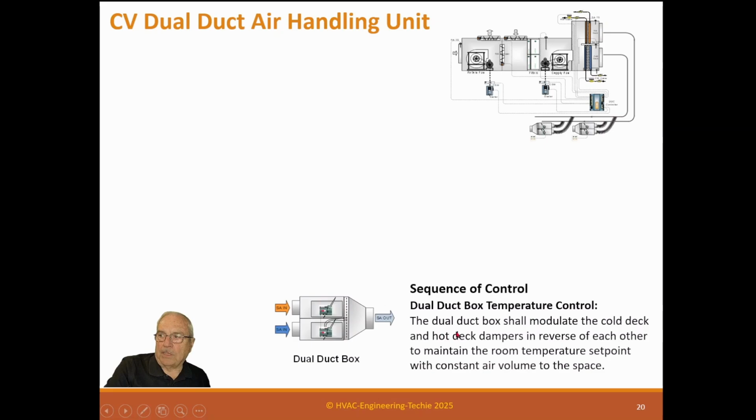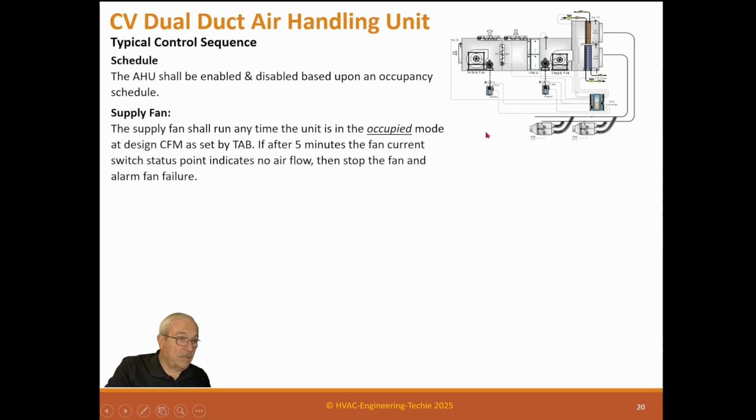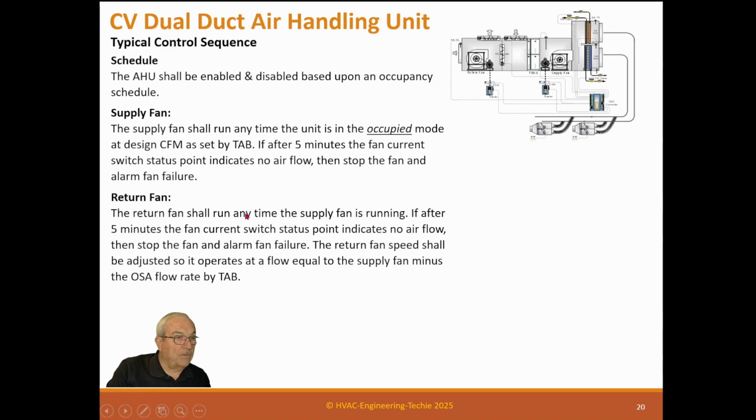Sequence and control of the box. The dual duct box shall modulate the cold deck and hot deck dampers in reverse of each other to maintain the room temperature set point with constant air volume to the space. The air handler should be started on a schedule. The supply fan shall run anytime the unit is in the occupied mode. The design CFM is set by TAB. After 5 minutes, a current switch status point indicates no airflow to stop the fan and alarm failure.